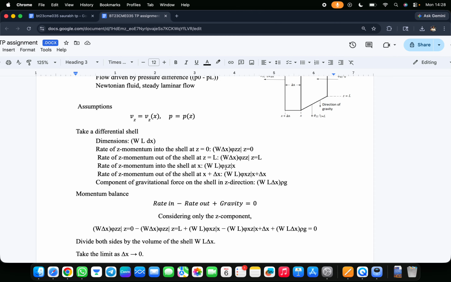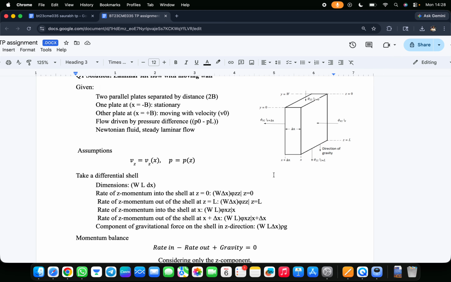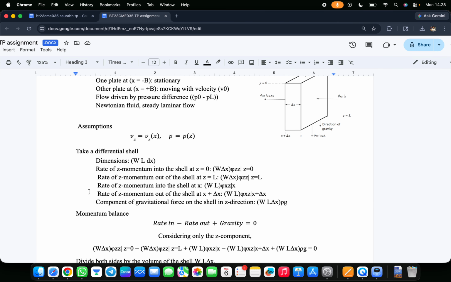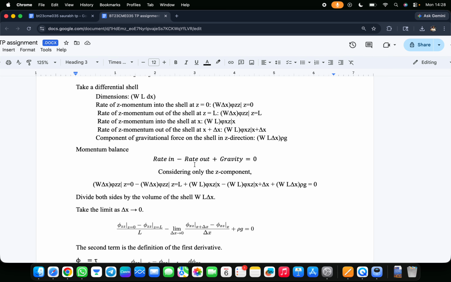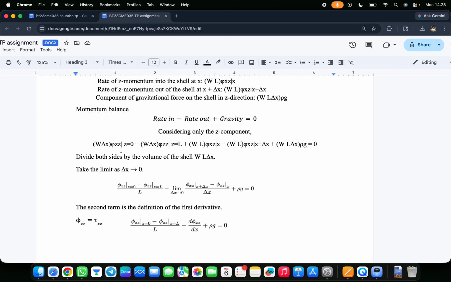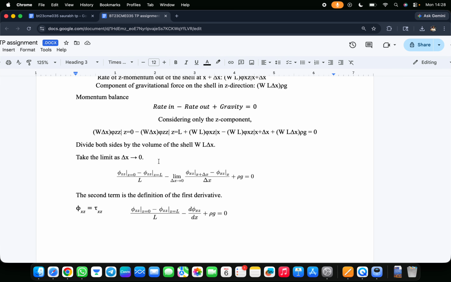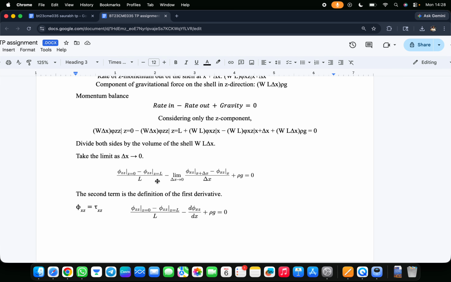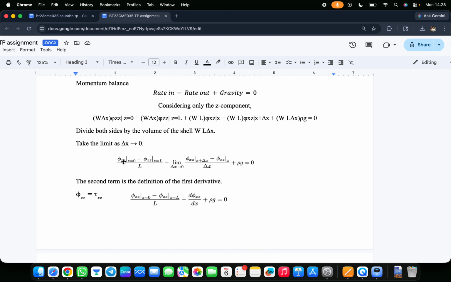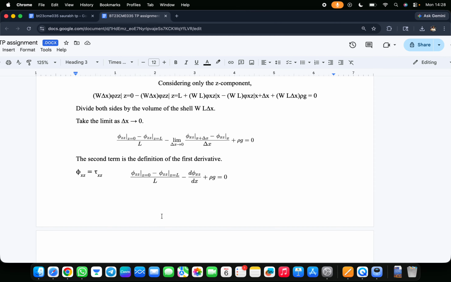z momentum in x direction. So now for x direction, z momentum in x direction, its area will be W into L. Similarly out at x plus delta x will be this. So we write the momentum balance: rate in minus rate out plus gravity is equal to 0. Now we put the values and we divide by W L delta x and multiply by minus 1. So this equation will come, and this is the definition of derivative. So we write it in derivative form.